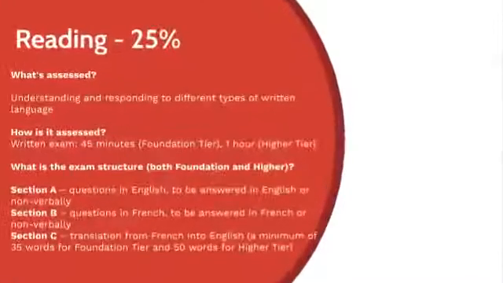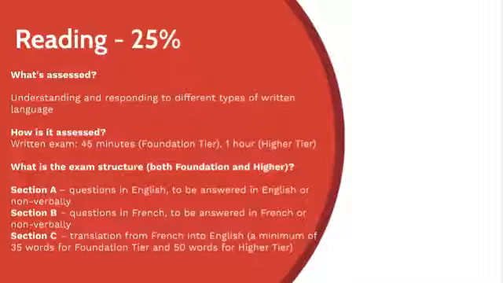In the reading paper, you're assessed on your understanding of different texts. There's 45 minutes in the foundation exam and 1 hour in the higher, and there are 3 sections. In section A, there are questions in English answered in English. In B, there are questions in French answered in French. And section C is a translation from French to English, once again testing your understanding, of which it is 35 words minimum for foundation and 50 words for higher tier.